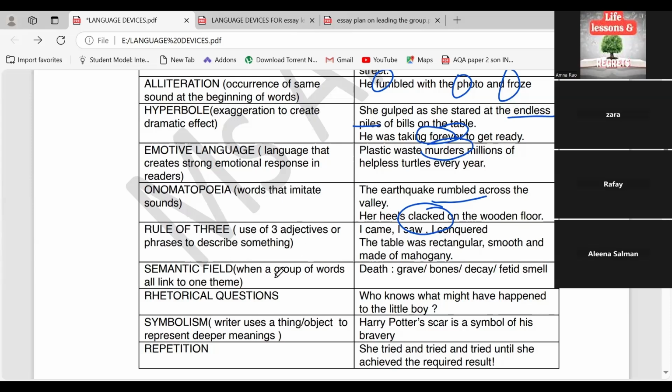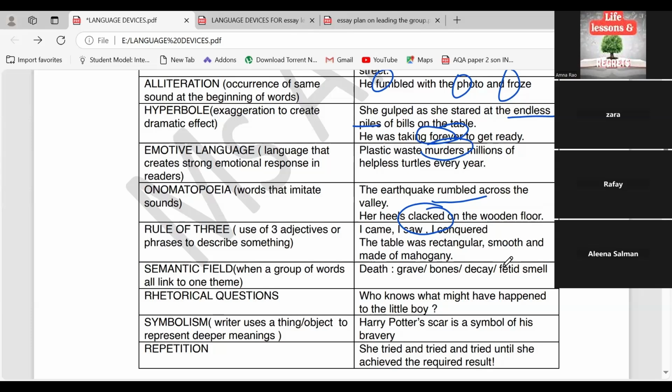Coming to semantic field. Semantic field is also called lexical field. Semantic fields are the words which are related to one theme. For example, death. If you are describing a war scene, you are going to use these kinds of words: the graves, the bones, decaying, the fetid kind of smell. Fetid is like stale smell, as if the smell of decomposing, right? Semantic fields also work really well.